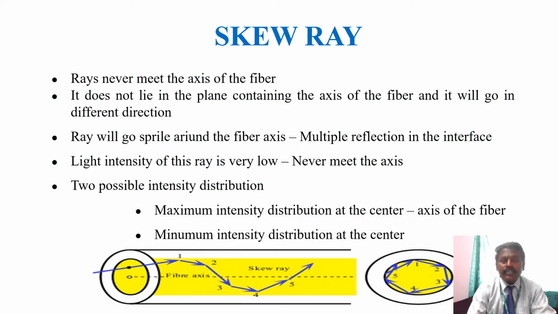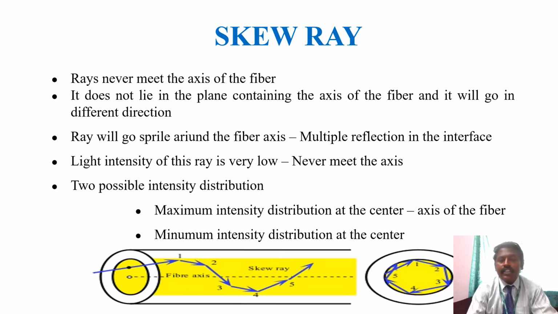Then the next one is the skew ray. As we all know, what is a skew ray? A skew ray will never meet the axis of the fiber. It does not lie in the plane containing the axis of the fiber, and it goes in different directions. Then the ray goes in a spiral around the fiber axis. If it is spiral, it will be reflected at many places inside the core, so there are multiple reflections in the interface region.